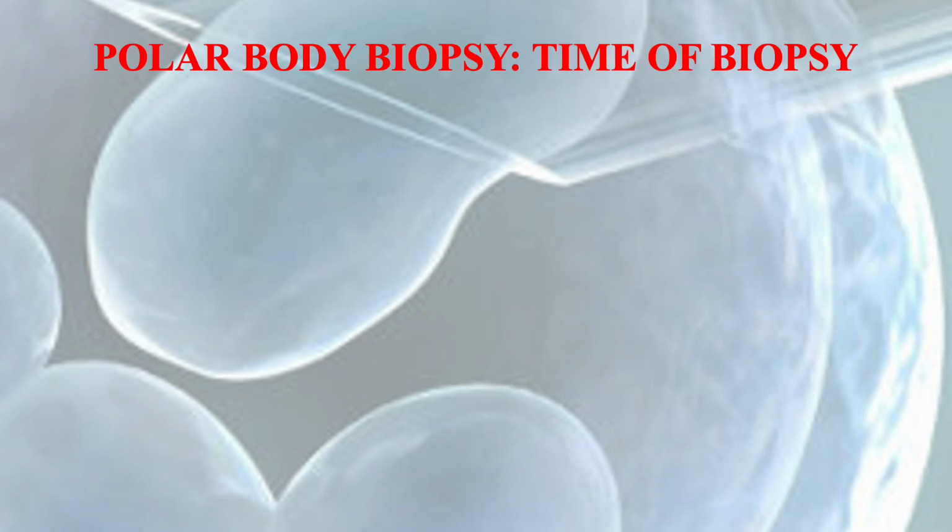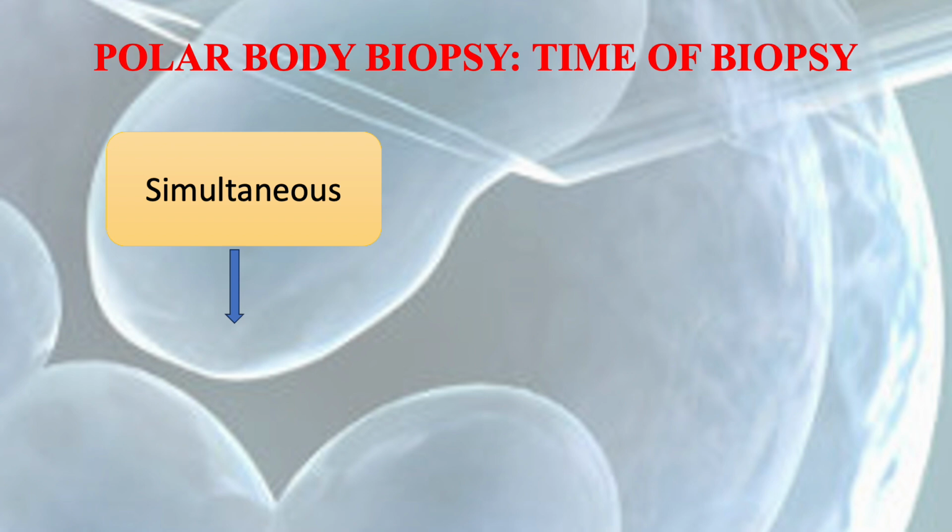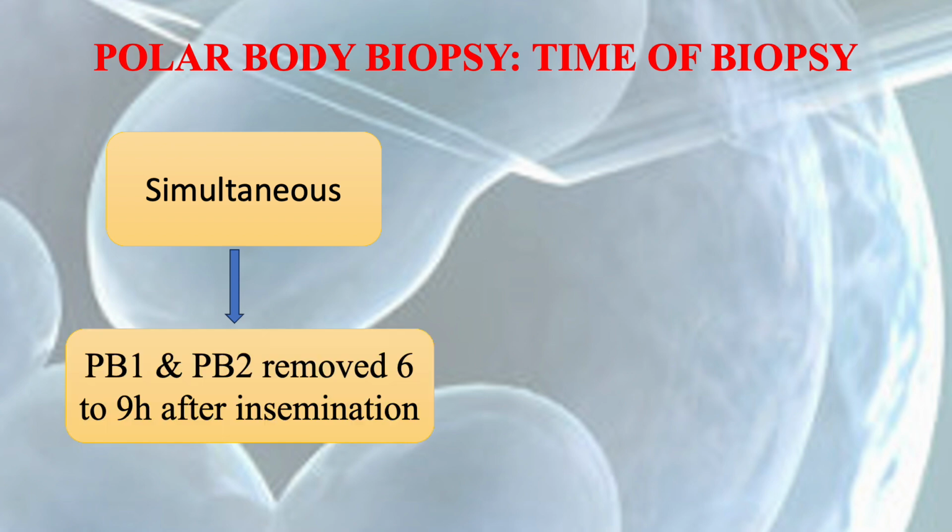What is the time of biopsy? When should the polar body biopsy be taken? One is the simultaneous method, where both polar body 1 and polar body 2 are taken together. So what is the time for that? Polar body 1 and polar body 2 are removed 6 to 9 hours after the insemination.